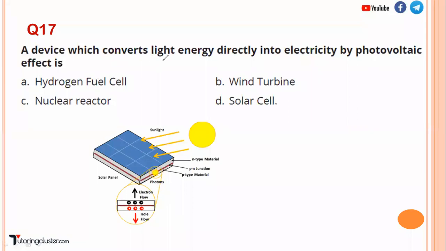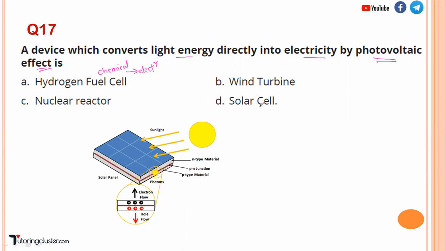A device which converts light energy directly into electricity by the photovoltaic effect is: hydrogen fuel cell, wind turbine, nuclear reactor, solar cell. In a hydrogen fuel cell, we are converting chemical energy into electrical energy. In a wind turbine, we are using wind energy, which can be converted to electrical energy. In a nuclear reactor, we use uranium as fuel and, using nuclear fission, we produce electrical energy.